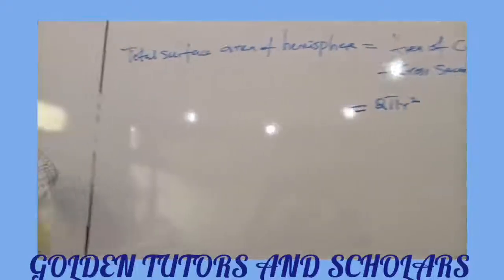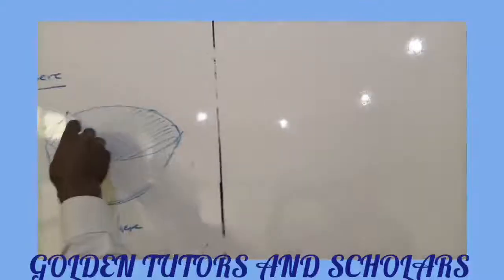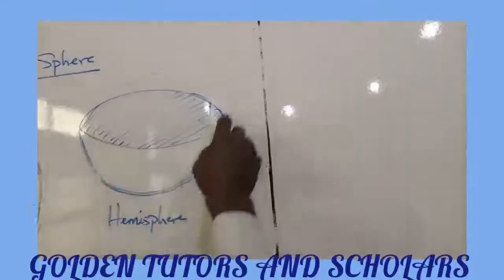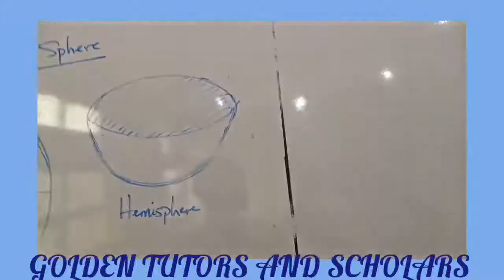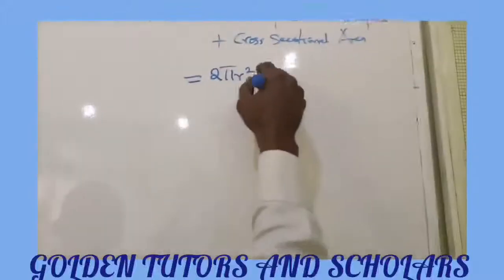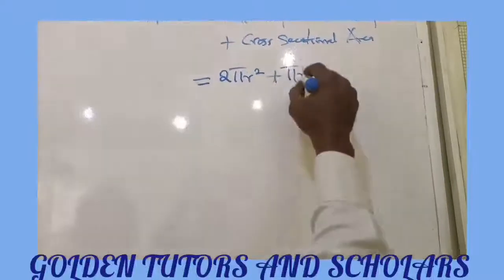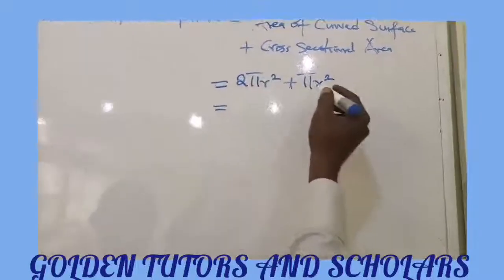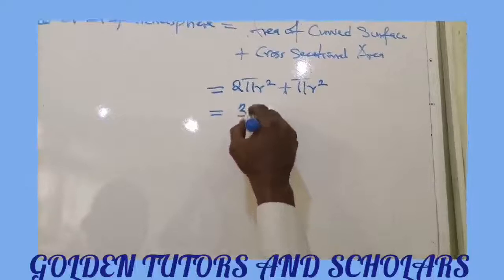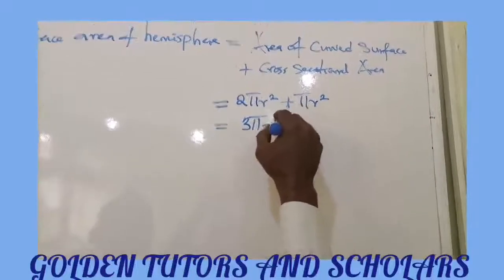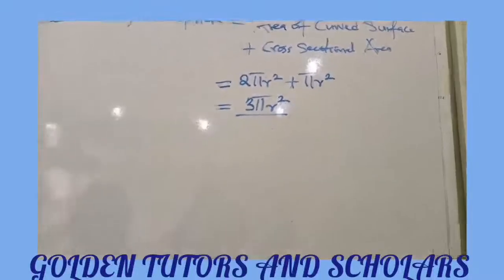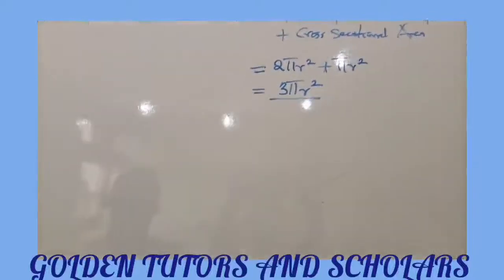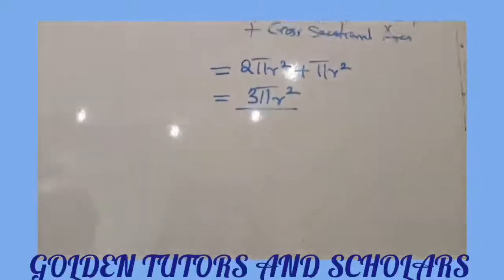The cross-sectional area of this cross-section here is a circular surface, which is the area of a circle. So this will give us plus pi r squared. When you add this up, 2 pi r squared plus pi r squared will give us 3 pi r squared. This is the formula for calculating the total surface area of a hemisphere.